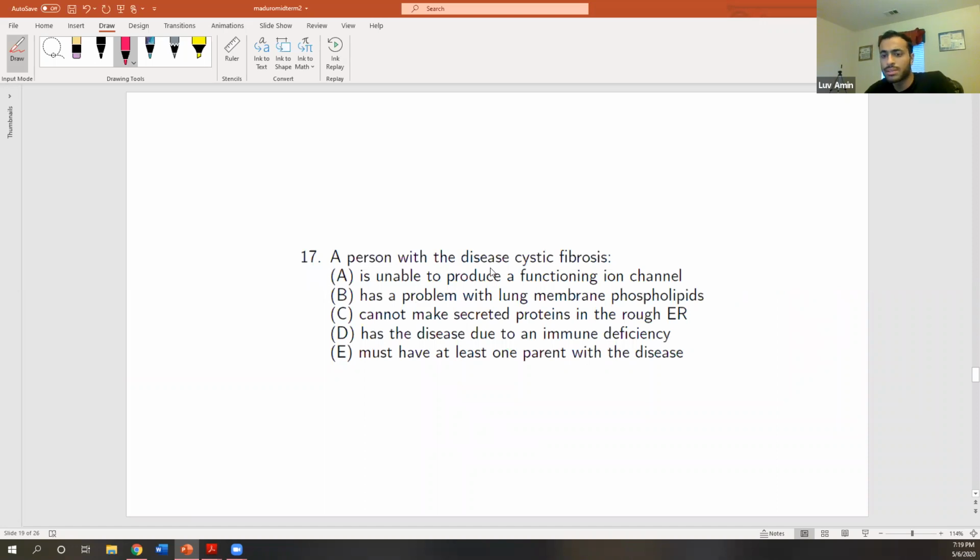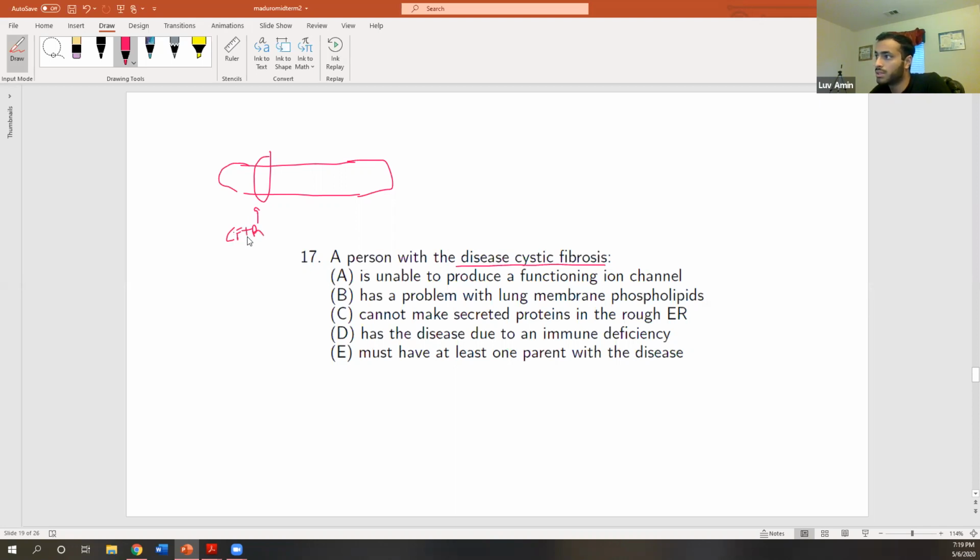Anyways, number 17 is asking about a person with the disease cystic fibrosis. Cystic fibrosis works through a gene, which is the CFTR gene, right? And that gene produces a receptor on the plasma membrane called CFTR, cystic fibrosis receptor, right?